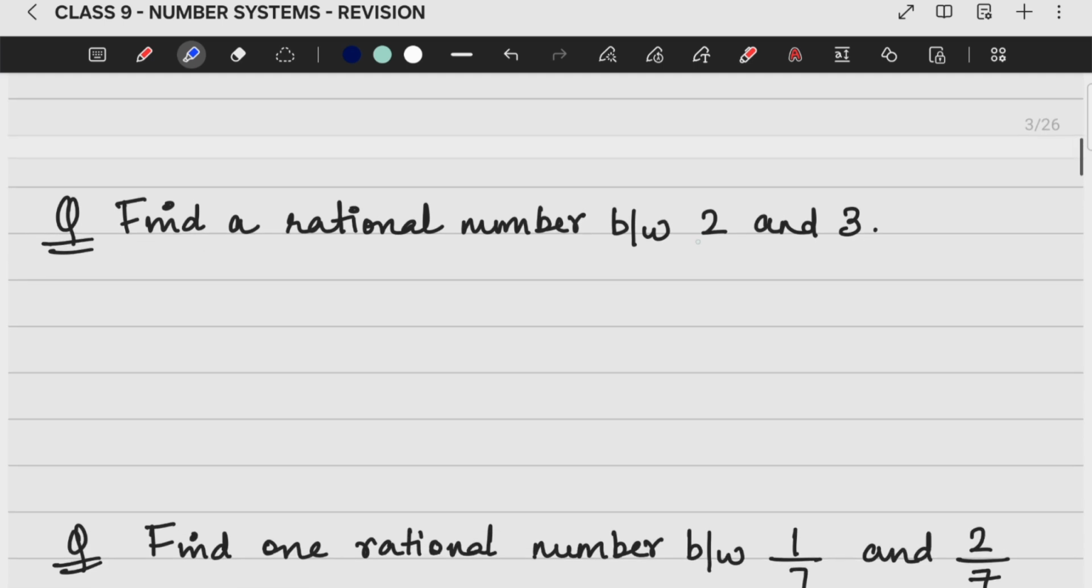find a rational number between 2 and 3. So you have 2, you have 3. To find a rational number between 2 and 3, you can use the formula (a plus b) by 2. That is (2 plus 3) by 2, which is nothing but 5 by 2. And 5 by 2 is a rational number. So this is how you have to do it.